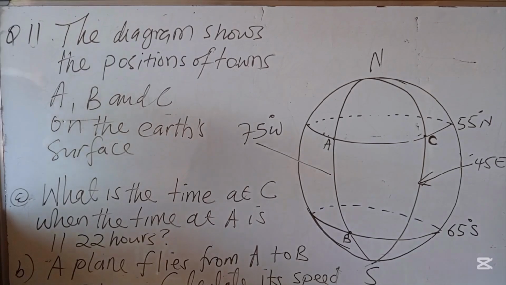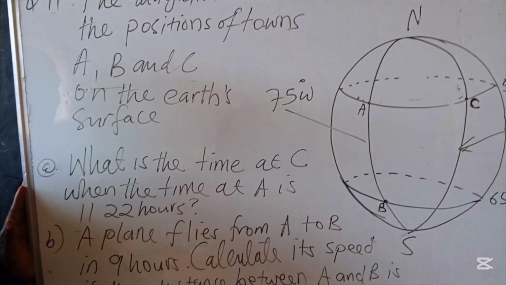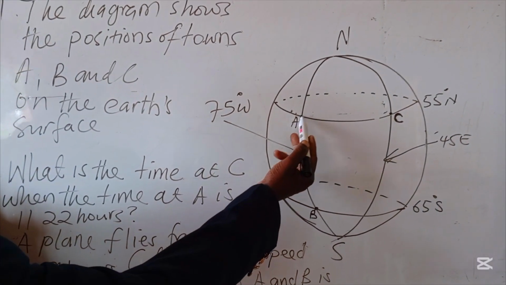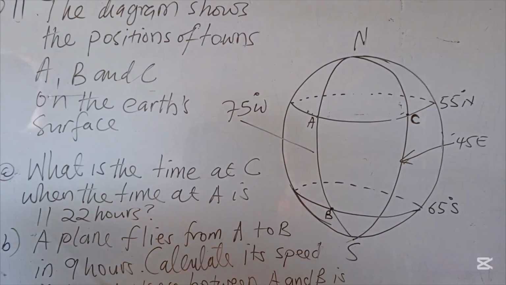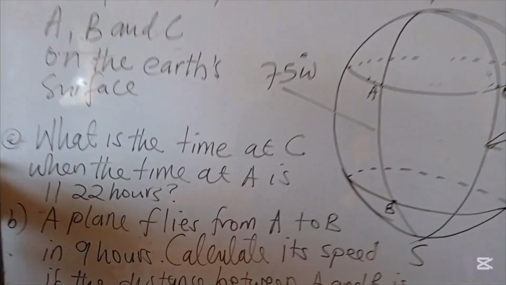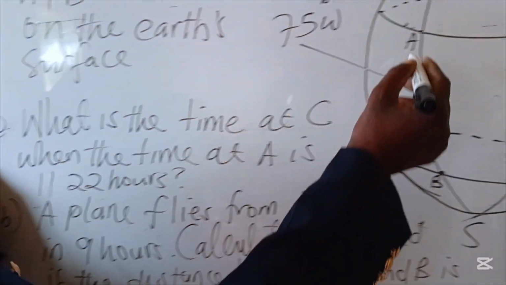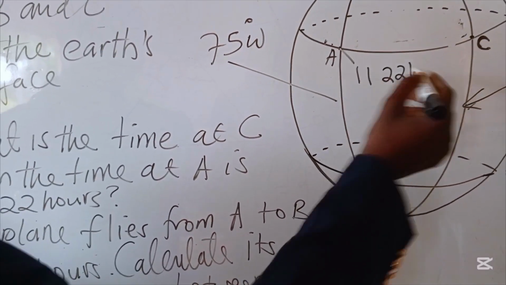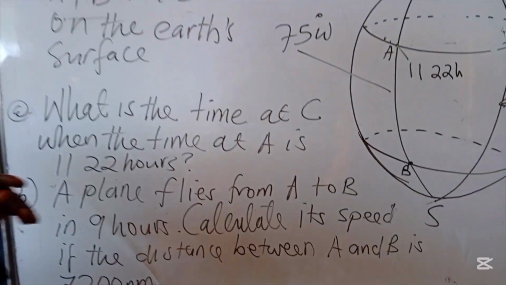Okay, we're on question 11. We continue. This is about the eighth geometry, and they're talking about the diagram that shows the position of towns A, B, and C. Now they are saying, on the X surface, what is the time at C when the time at A is 11:22? So the time at A is 11 hours 22 minutes. That is what they are trying to tell us. So now they are asking us, what is the time at C?